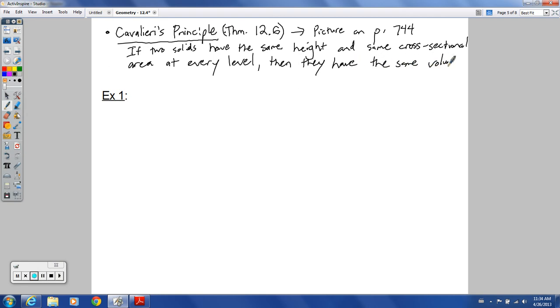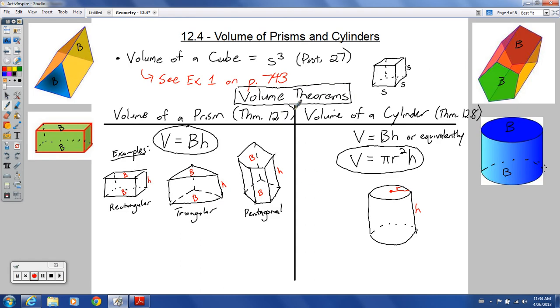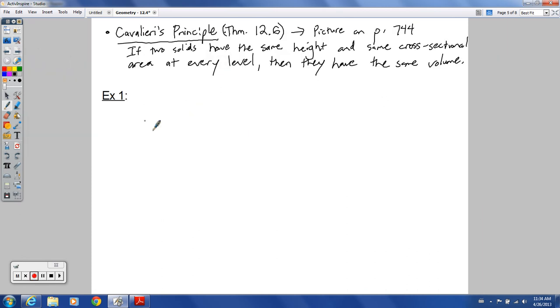So you might see a couple problems about Cavalieri's principle as well. But now let's get into some examples where we deal more with the meat of this section, the volume of a prism and the volume of a cylinder. So let's check out one.